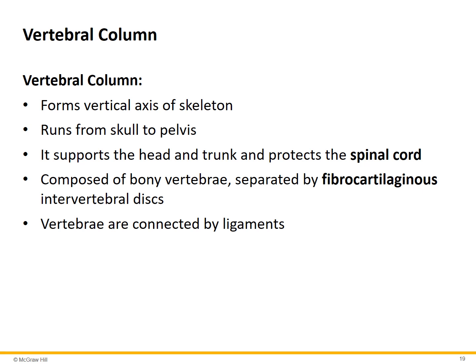The vertebral column forms the vertebral axis of the skeleton. So your vertebral column runs from your skull to your pelvis. It helps support the head, the trunk, right? The spinal canal protects the spinal cord. It's composed of bony vertebrae, and these vertebrae are separated by fibrocartilaginous discs, okay, intervertebral discs. The vertebrae are connected together by ligaments.